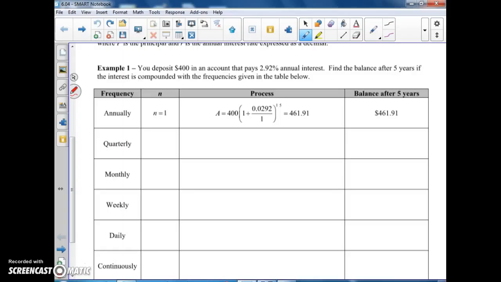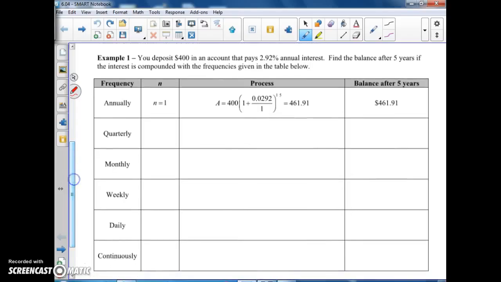Here they give you the example. You see the example up here, right? Something to go by, so you see how to do this. Okay, so let's go to quarterly. If it was quarterly, what would N equal? 4, right? A quarter means 4. And that's very common in financial things. You get quarterly statements all the time. Okay, monthly, what would it be?